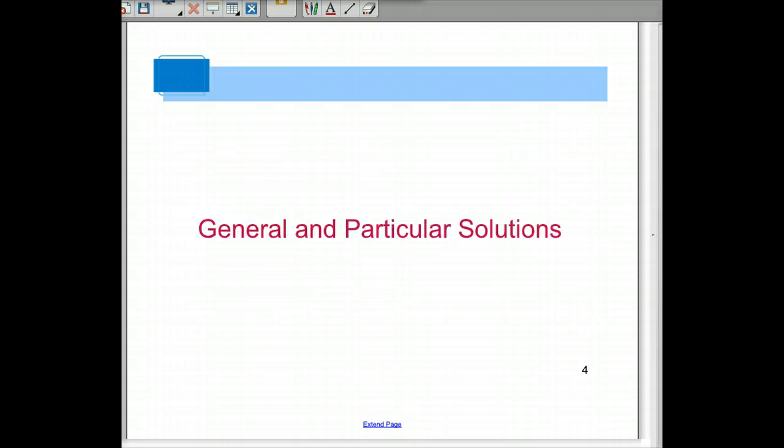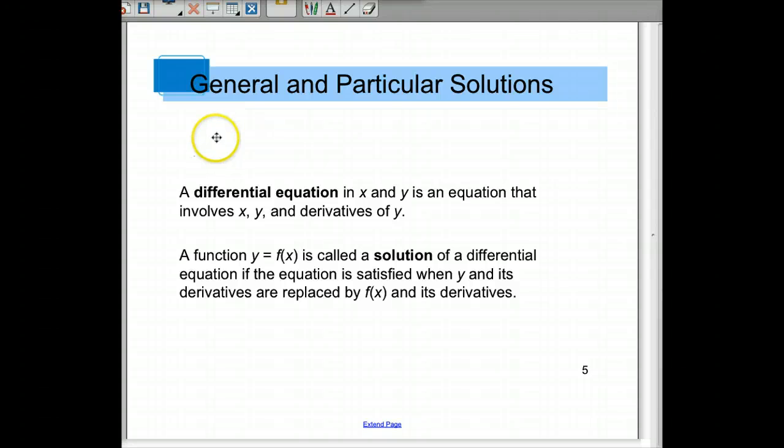So, general and particular solutions. We've talked a little bit about differential equations before. A differential equation is an equation that involves a derivative of y. A function y equals something is called a solution of a differential equation if when you take the derivative of y and you plug it in, then it equals whatever it says on the right side.